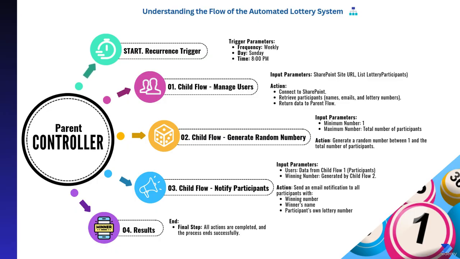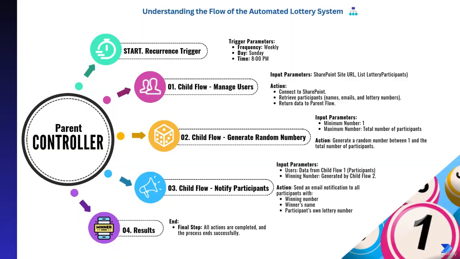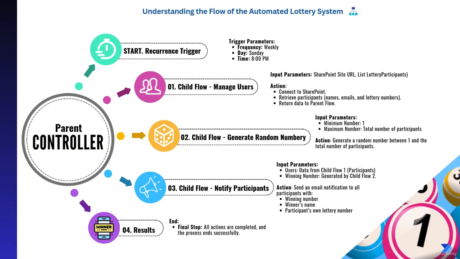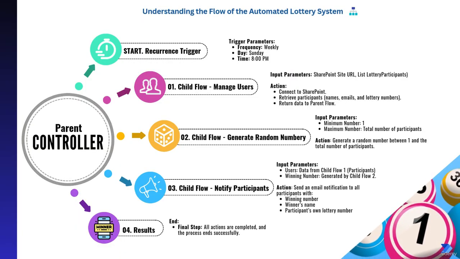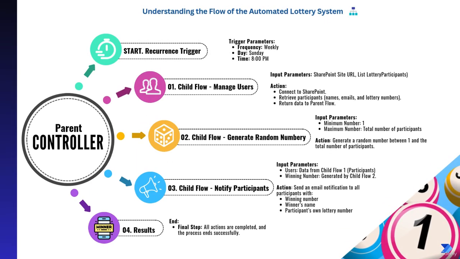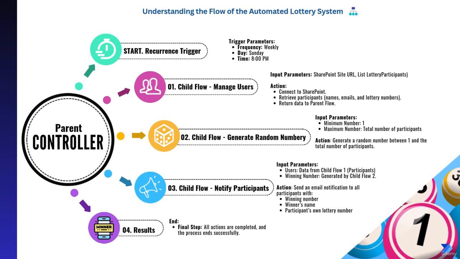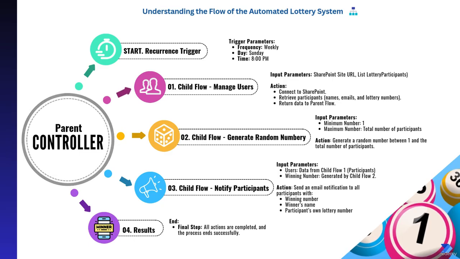Once the process starts, the main controller of the system, the parent flow, takes charge. This flow is responsible for managing the overall sequence of actions and ensuring that each step happens in the correct order. It first calls upon the first child flow, which is responsible for gathering and organizing all the necessary participant data. This includes retrieving the names, email addresses, and assigned lottery numbers of everyone involved. Once this data is fetched, it is sent back to the parent flow, so it can be used in subsequent steps.